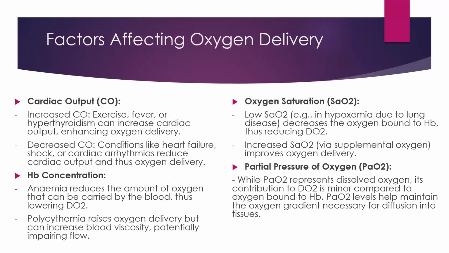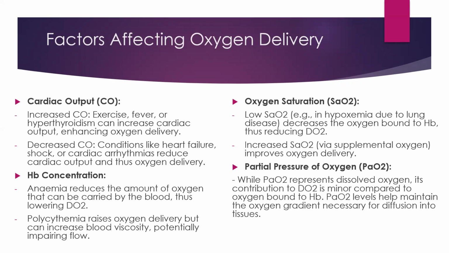All right, and there are certain factors that affect oxygen delivery. Number one is cardiac output. During exercise, fever, or hyperthyroid state, there's an increase in cardiac output, and because of the increase in cardiac output, the amount of oxygen being transported to the tissues also increases. Conversely, when there is heart failure or shock state, there's reduced cardiac output, which means there's reduction in oxygen delivery to the tissues.